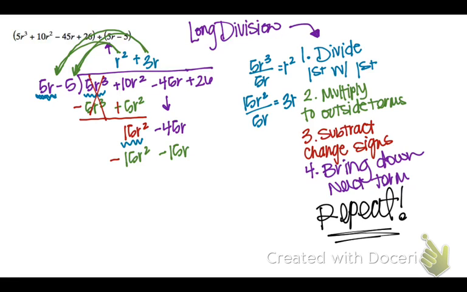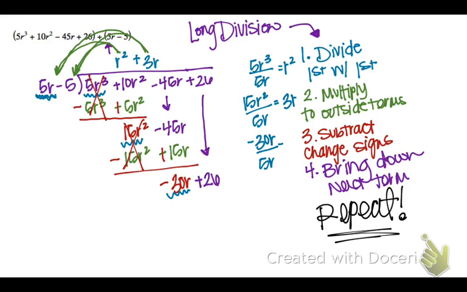Subtract, change the signs. That becomes a negative. That becomes a positive. These cancel. They should always cancel. And then negative 45r plus 15r is negative 30r. And we're going to bring down that last term. And you just keep repeating this until you have nothing left to bring down. So this is the last time we're going to have to repeat this. Now we're going to divide again, first with first. So negative 30r divided by 5r is, well, the r's cancel. 30 divided by 5 is 6. So we're left with a negative 6.